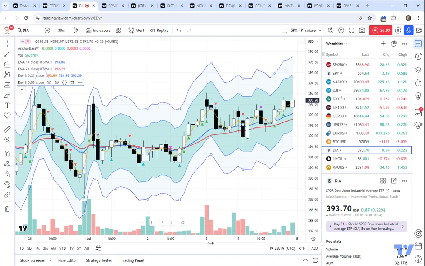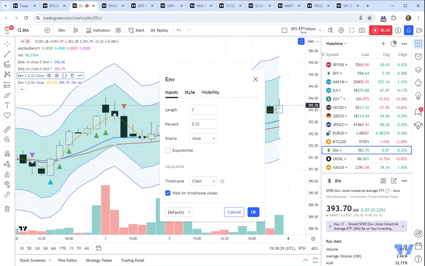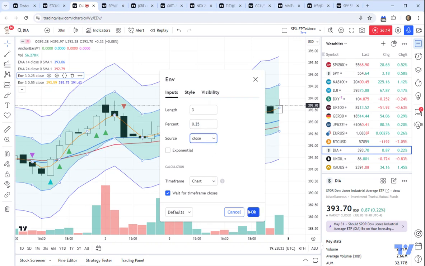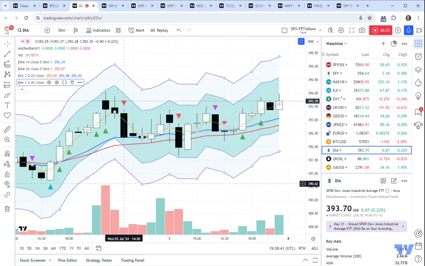And that will give you, remember, typical moves on the market are not more than 1.5% per day. So you want to remember that in these areas, maybe a 25 and maybe here a 45. Okay, that looks a little better.